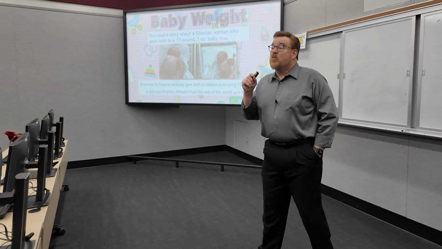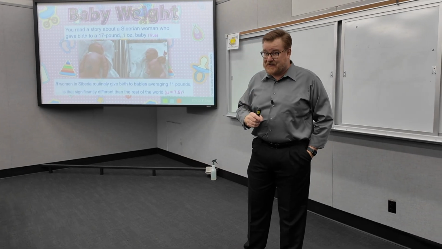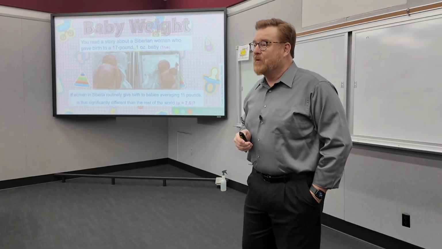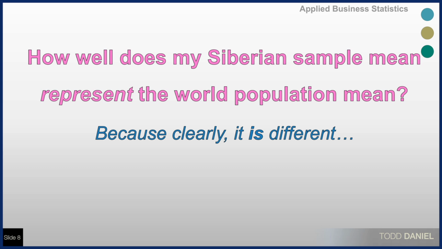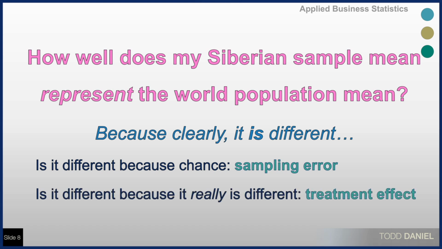But is it really different? Is it significantly different? Is it statistically significantly different than the world population mean? We want to answer the question, how well does my Siberian sample mean represent the world population mean? Clearly, it is different, but is it different because of random chance, or is it different because of an effect?